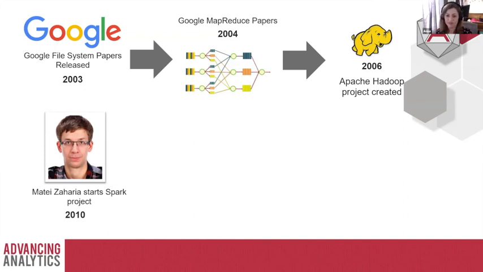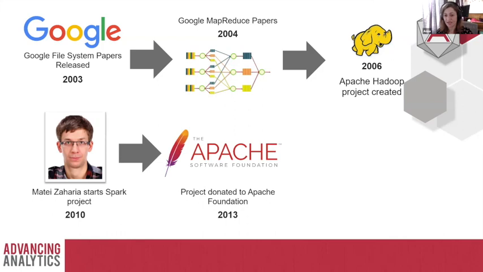Doing a very similar thing to MapReduce, but with two very important differences: implementing a lazy executor, working out the most effective way to do things and chaining tasks together, and doing it all in memory, which is a hell of a lot quicker. And then they donated Spark to the Apache Foundation in 2013.